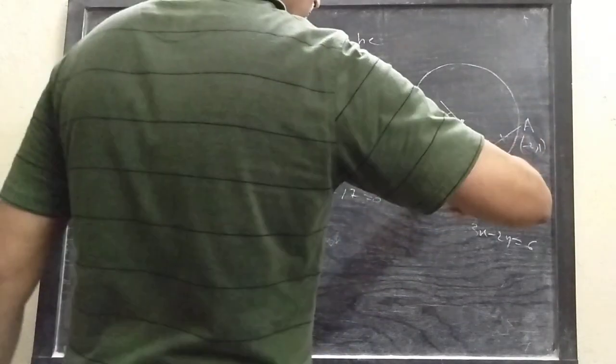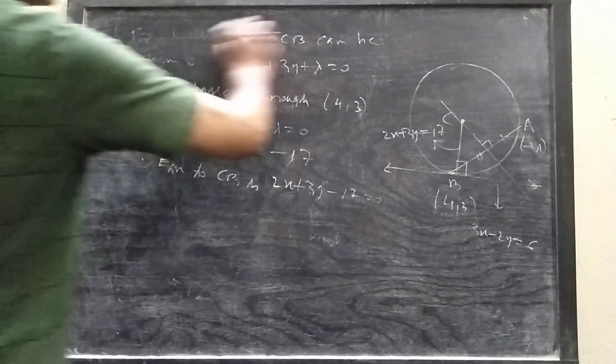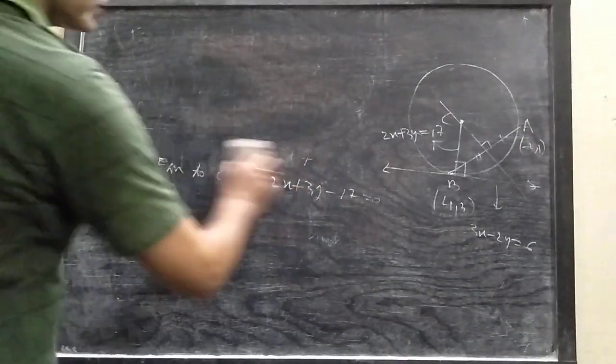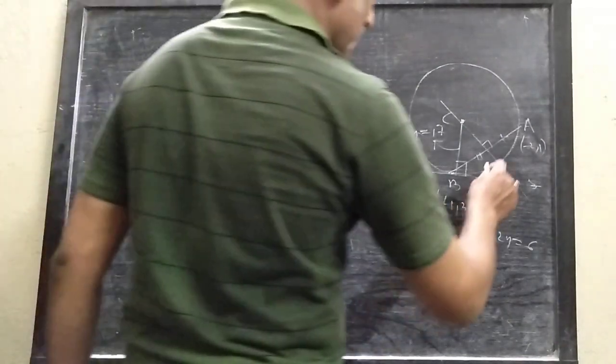Next, you have to find the perpendicular bisector of AB. For this, find the coordinates of the midpoint of AB. Say this is D.